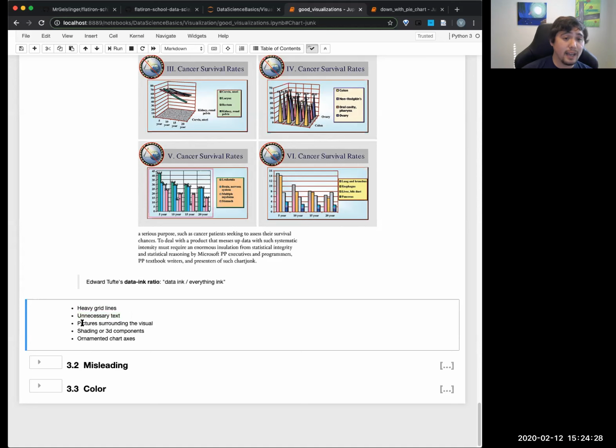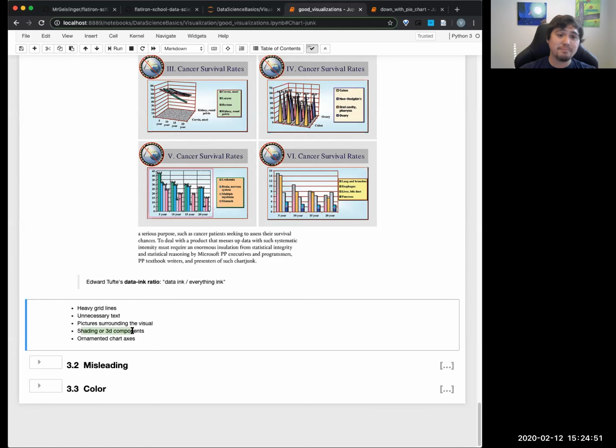Also, pictures surrounding the visuals. Sometimes you'll see things like, I swear I've seen something like a cow on top of another visual, and it was so distracting as the background. All I could look at was this little picture of the cow, and it distracts too much. There's not a real reason to have it in a visualization other than, oh look, it's a pretty little cow.